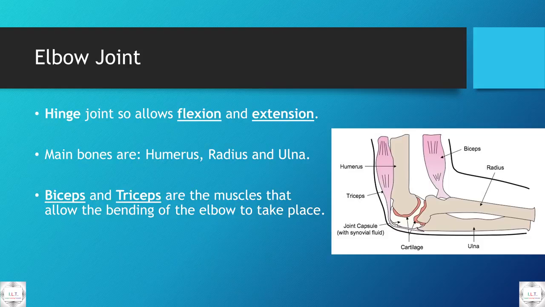The first joint we're going to look at is the elbow joint, and the elbow joint is an example of a hinge joint because it allows flexion and extension. So you imagine when you do a bicep curl, this is an example of flexion at the elbow, and the main bones involved are the humerus, radius and ulna. Now, the main muscles that are involved in the bending of the elbow are the biceps and the triceps. It's really important for your revision that you remember that hinge joints only allow flexion and extension. They don't allow any other movements to take place.